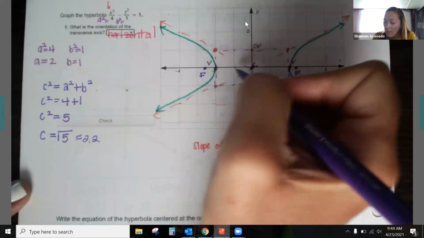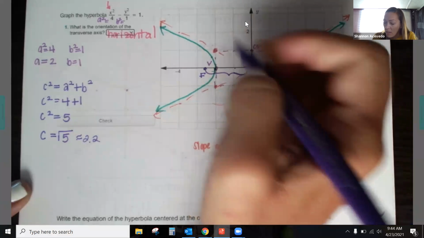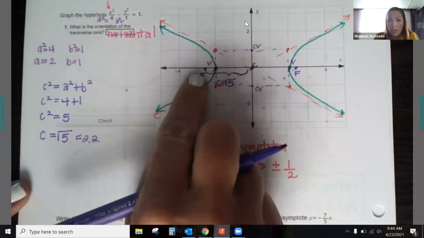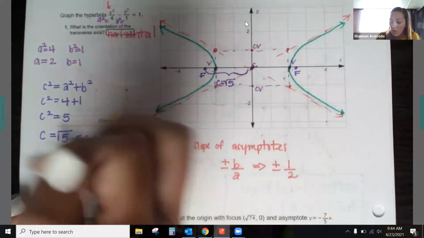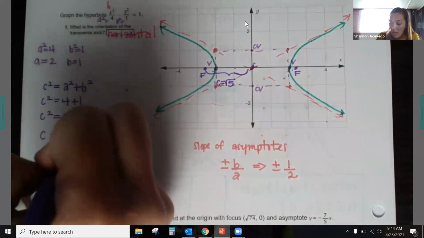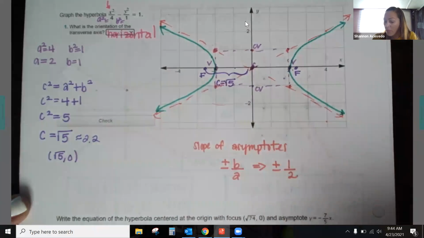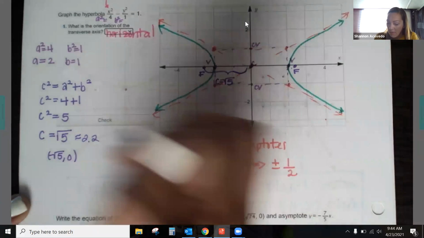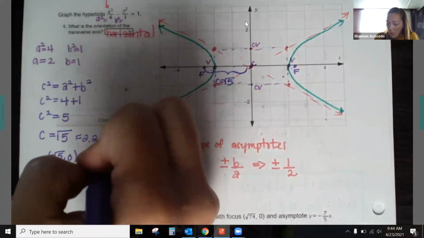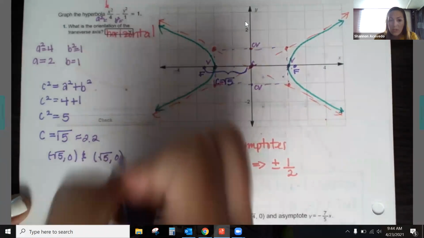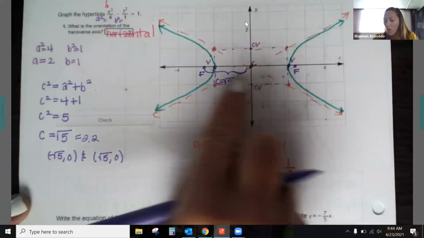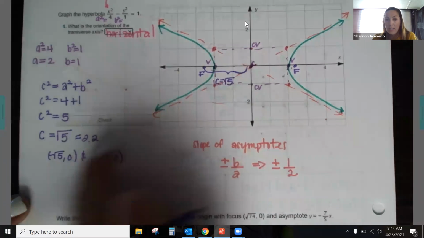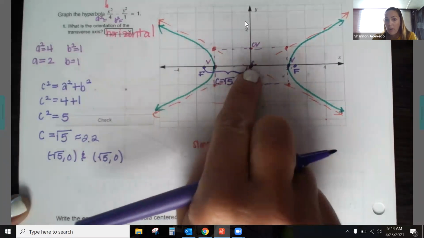So how far exactly is this distance here? This is going to be my C distance, which is the square root of 5. So where is this point? My X value is going to be the square root of 5, my Y value is 0. Oops, that's a negative for this one. This one was at a positive square root of 5 and 0. So when I graph it, I'm just approximating where it's at. The exact point, though, is that square root of 5 distance away from my center.